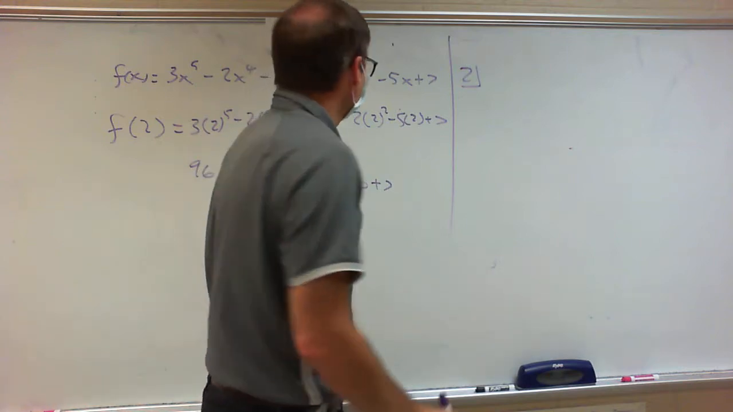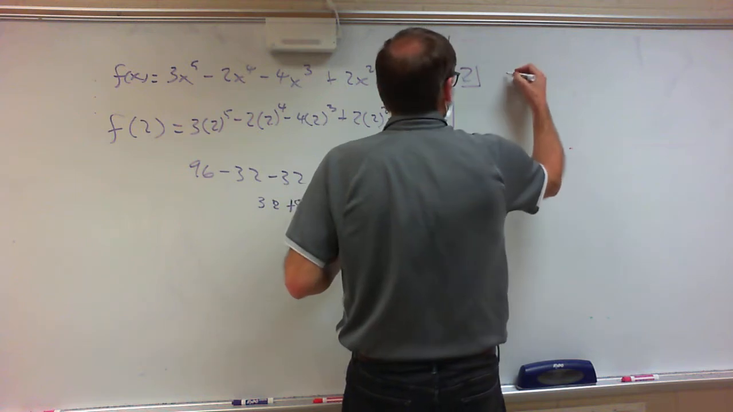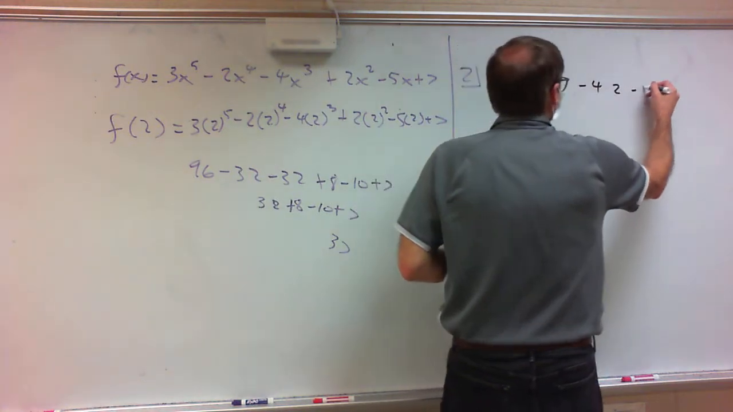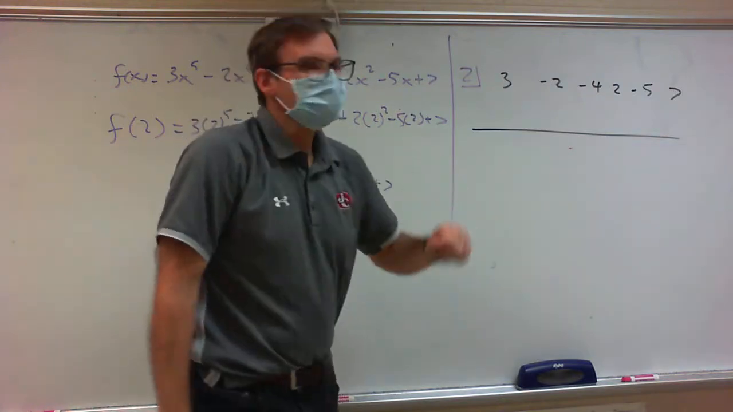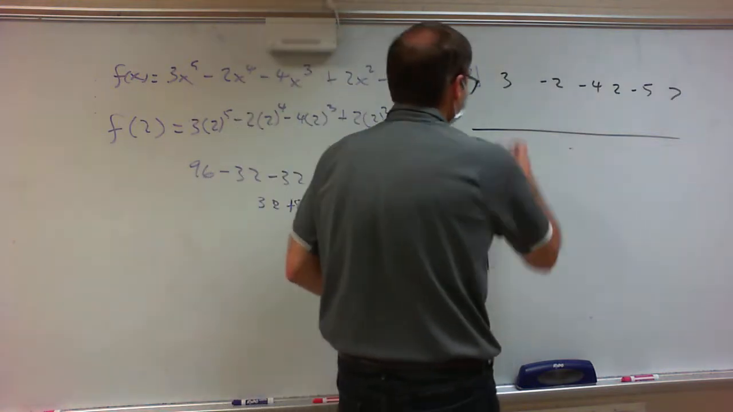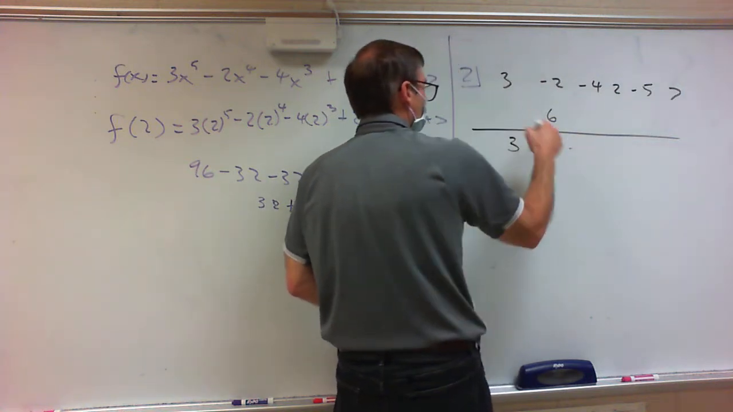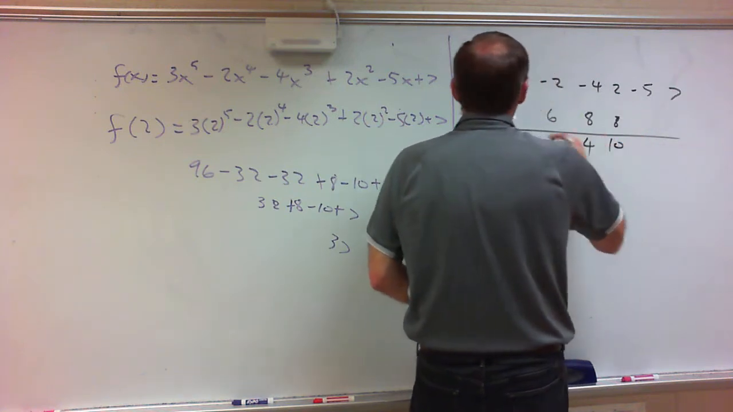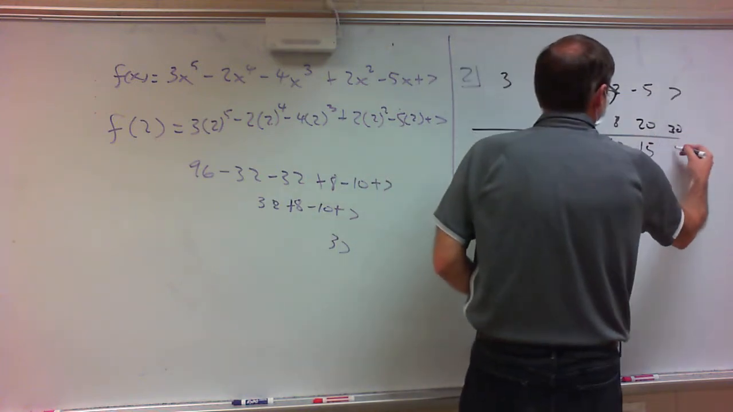So I'm going to put a 2 in the box. I'll make this a 3, a -2, a -4, a 2, a -5, and a 7. And what I want everyone to do is do synthetic division. Let's see. Bring the 3 down. 3 times 2 is 6. That's going to give me a 4. That's 8. That gives me a 4. Well, that's 8. That gives me a 10. That's 20. That gives me a 15. That's 30. That gives me a 37.